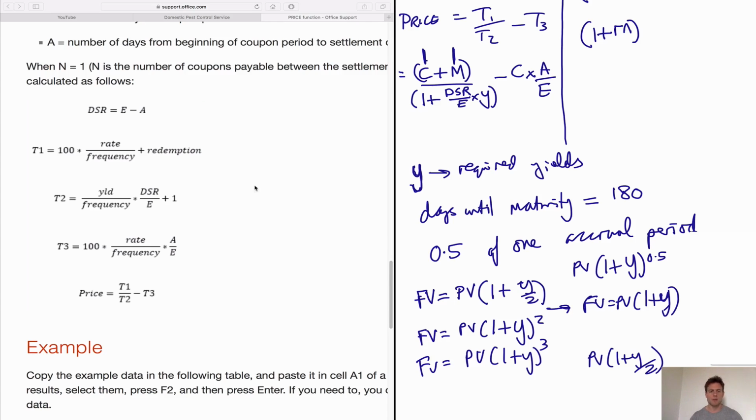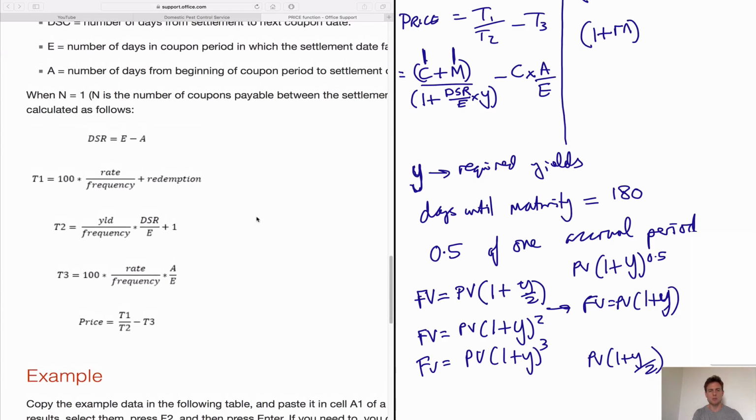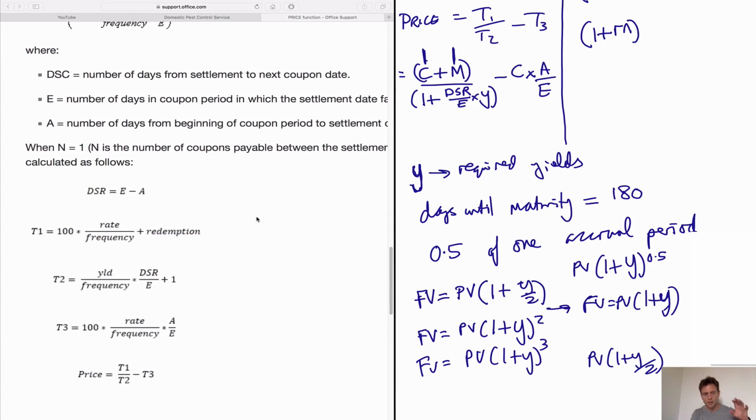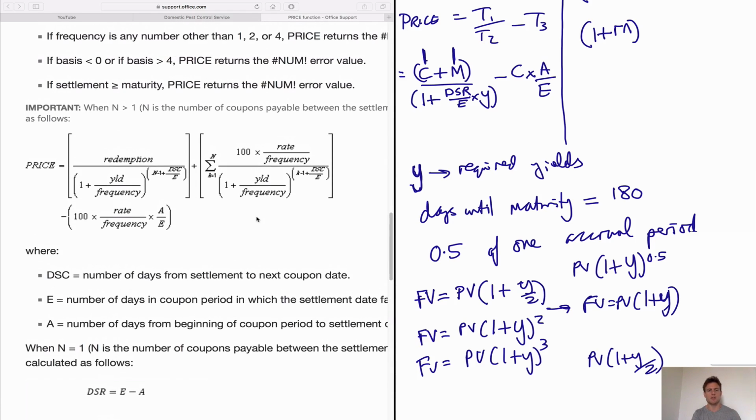So basically, this formula here. Sorry, that's a very detailed point. I just wanted to explain in detail what this actually means for those of you who are more detail oriented. That's a breakdown of two separate scenarios, slight variations: when the number of coupons remaining is exactly one, so from the last period, versus if there are more than one coupon periods remaining.